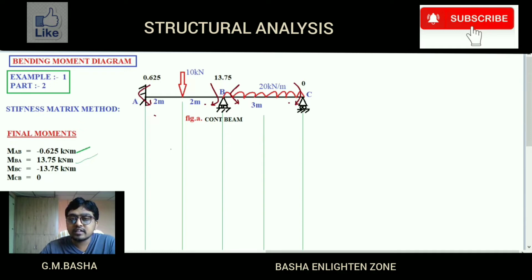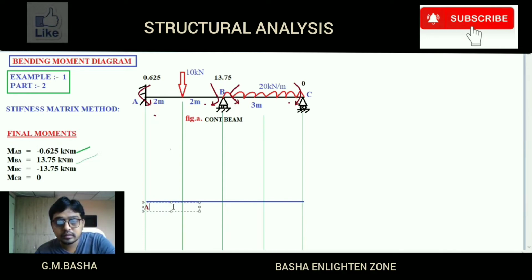So I am taking AB as the reference line. Take this one as A, this one as B, and this one as C here.